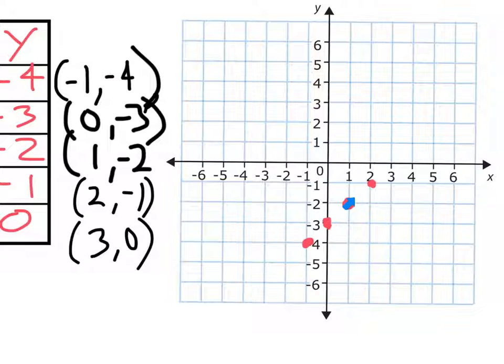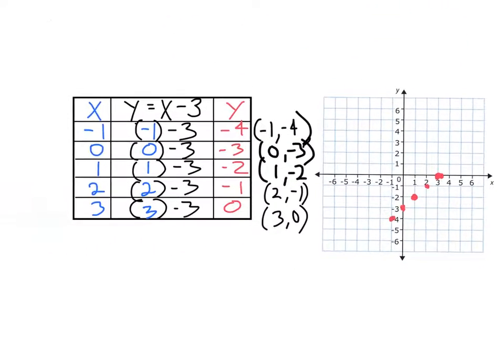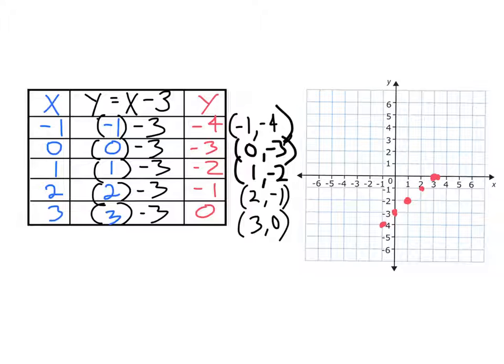Great. And now I see we've got 3, comma 0. We're going to be going to the right 3, right? It's rule number 2. And then we're not moving at all. Great. And so when we do that, we just used an equation, y equals x minus 3, plugged in values, and then found coordinate pairs to chart this on a coordinate plane.